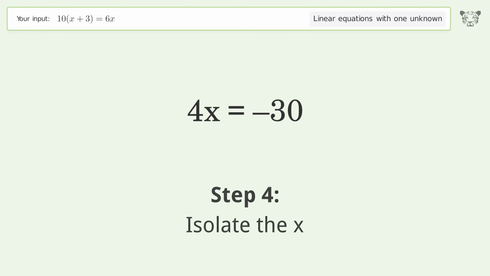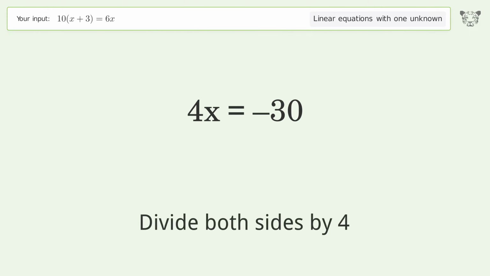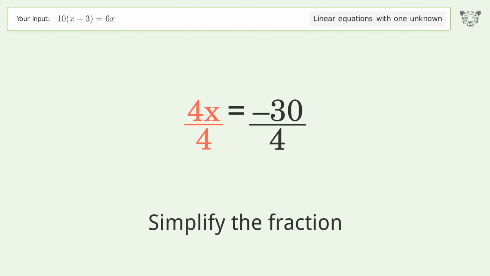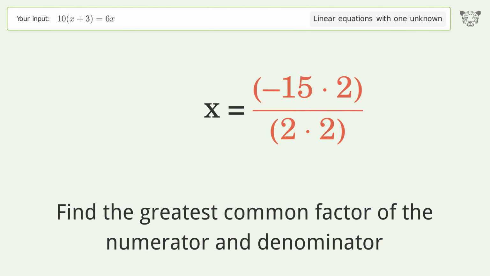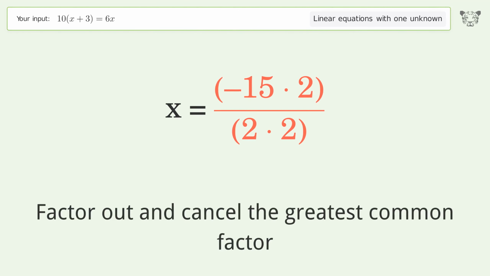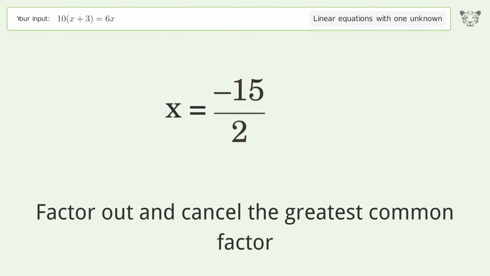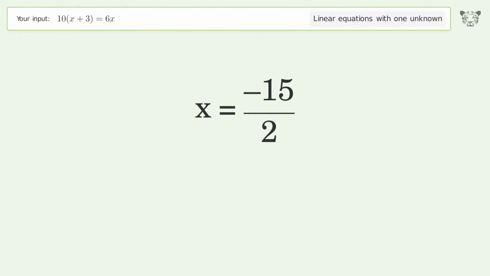Isolate the x. Divide both sides by 4. Simplify the fraction. Find the greatest common factor of the numerator and denominator. Factor out and cancel the greatest common factor. And so the final result is x equals -15/2.